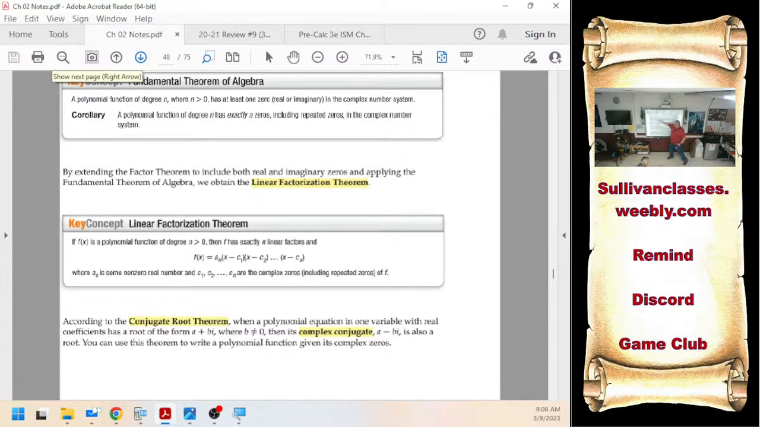A polynomial function with degree n, the degree has to be greater than 0, because you can't have x to the negative first, because now it's not a polynomial, has at least one zero, real or imaginary, in the complex number system, meaning if it's got n zeros, it's got n complex numbers. Complex numbers, if you remember, have a real part plus an imaginary part, a plus bi. We did this all the way back, chapter 0, section 2.